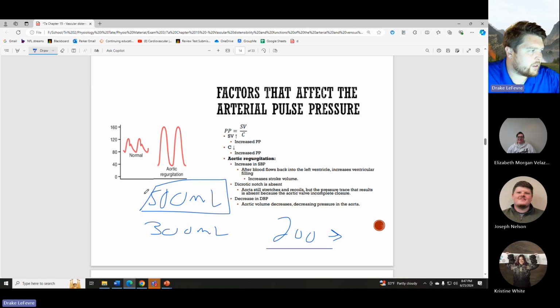So if we're pushing out way more blood volume, the volume of blood that's pushed out of the heart with each systole, what's the name of that? Stroke volume? Yeah, it's our stroke volume. So with aortic regurgitation, we get a massive stroke volume. And also, if we notice, we're missing the dicrotic notch. Why would we be missing the dicrotic notch?